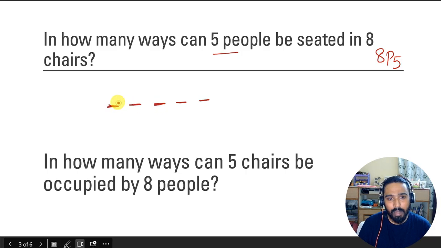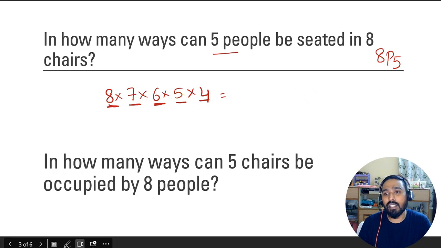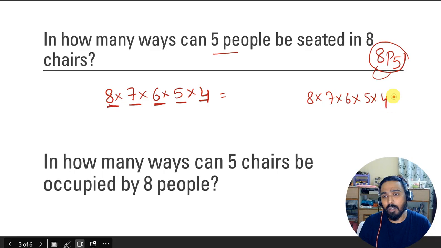ये 5 लोग हैं. The first person can occupy any one of the 8 chairs. The second person can occupy any one of the remaining 7 chairs, or 6 chairs, or 5 chairs, or 4 chairs. So my answer is 8 into 7 into 6 into 5 into 4, which is 8P5. I already told you what is 8P5. Drag 8 down till 5 numbers. दोनों same ही है. Both of them are same.